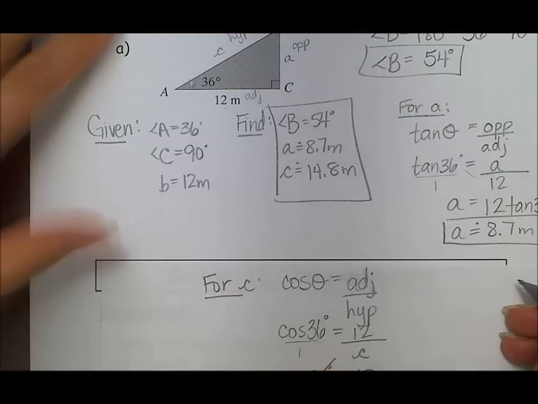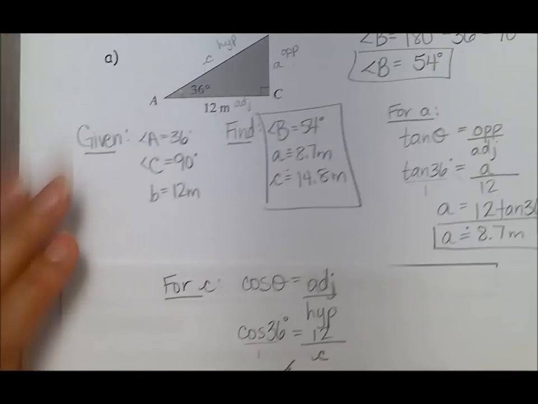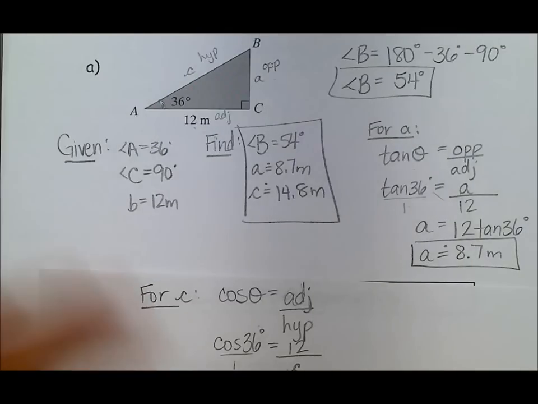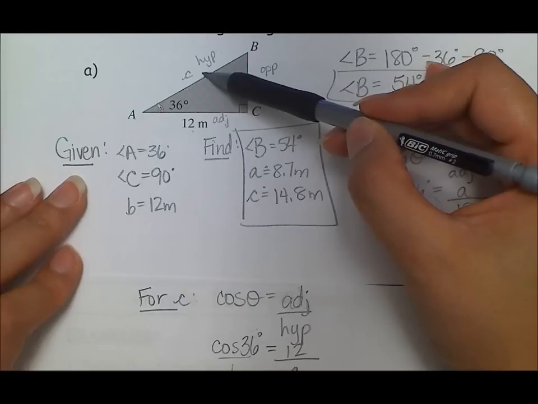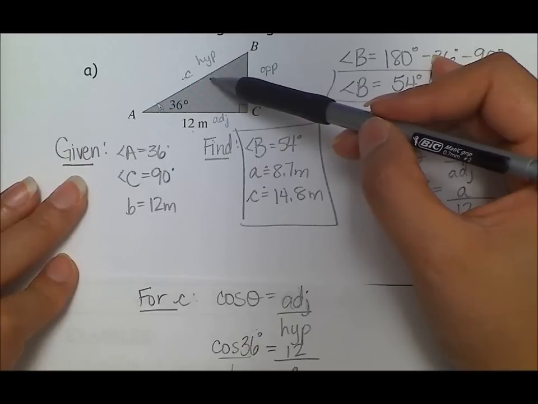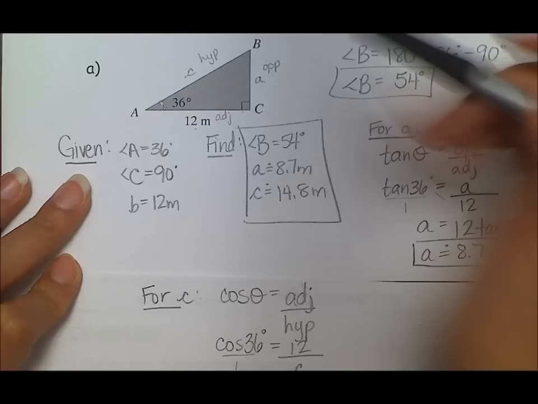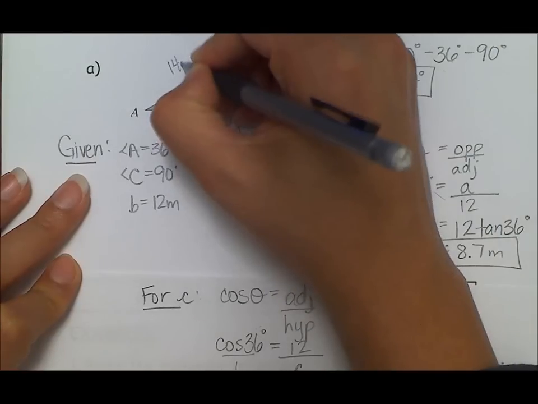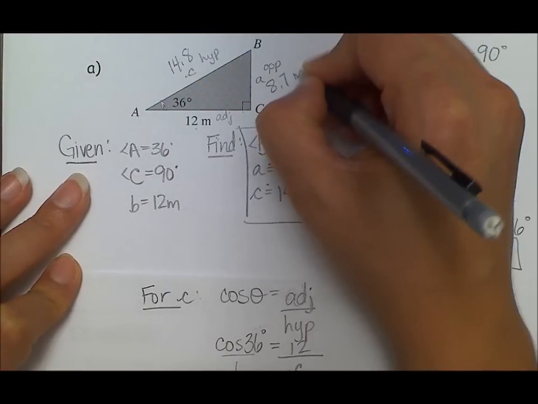Now, one of the things you want to remember is that a quick way to check to make sure that your work is correct is if you look at the triangle, the longest side of the triangle is the hypotenuse. It's a right angle triangle. And so the largest angle should be across the largest side. So the hypotenuse here was about 14.8 meters. This is about 8.7 meters. This was about 54 degrees.